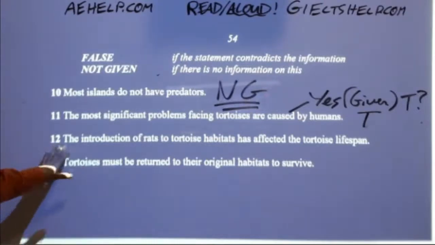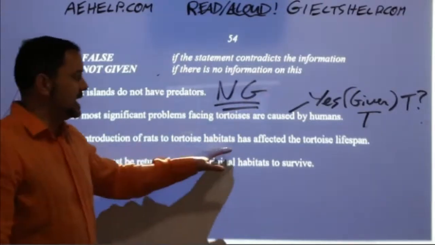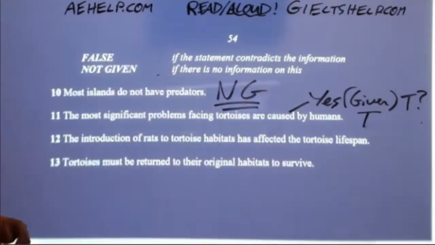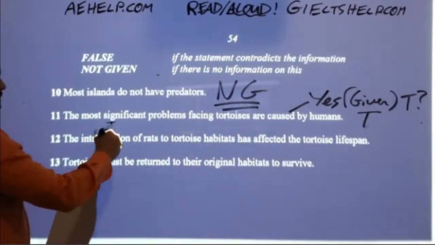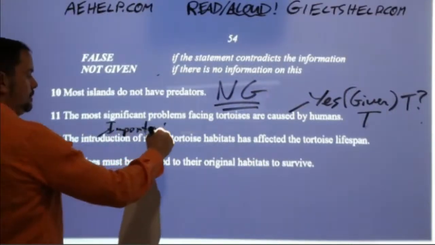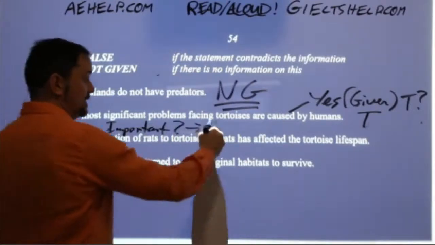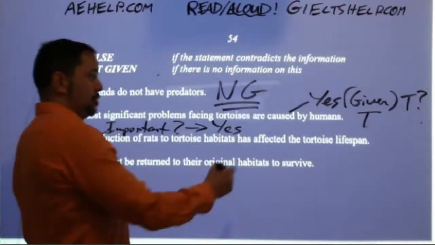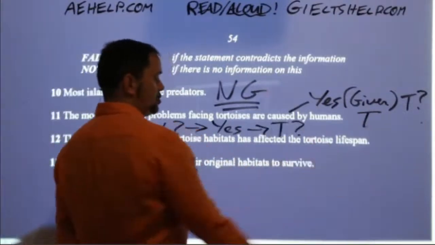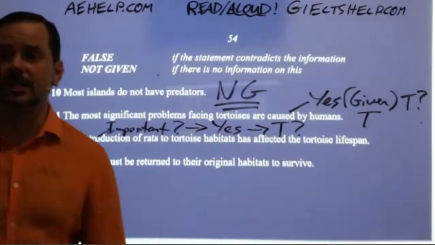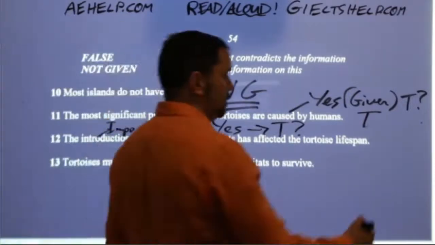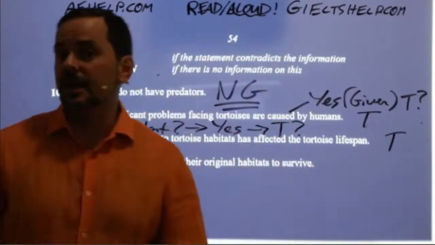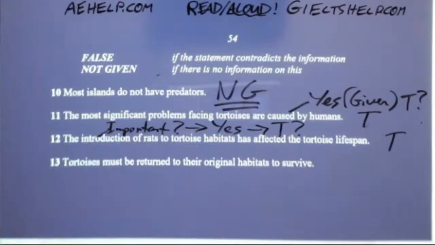Number 12, the introduction of rats to tortoise habitats has affected the tortoise's lifespan. Okay, is that important? Important, yes. We read about the rats. We know that that's a problem. Is it true that rats affect how long a tortoise lives? Yeah, it's true. They eat them when they're tiny, when they're small. So instead of living 200 years, the baby tortoise gets to live like 2 weeks. Okay, so it's definitely true.